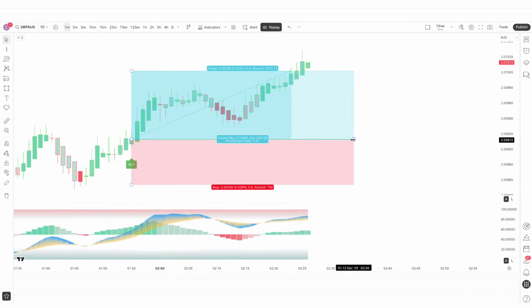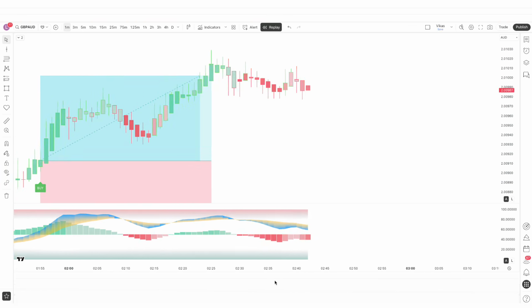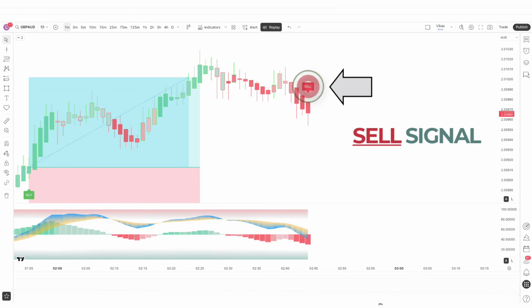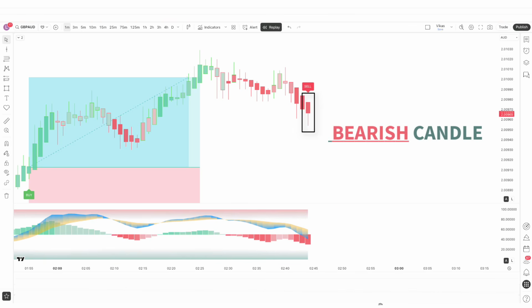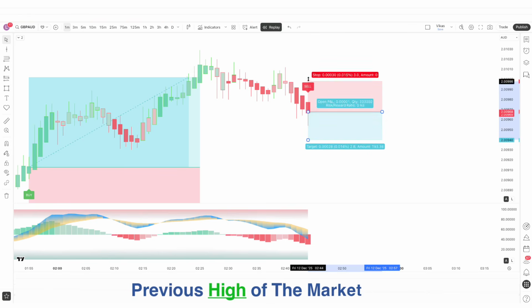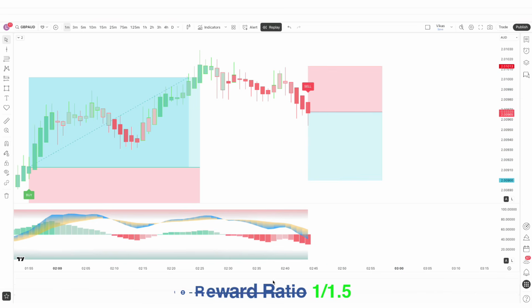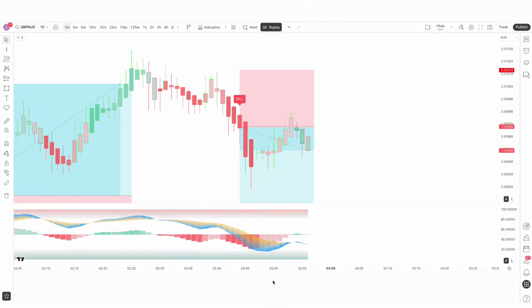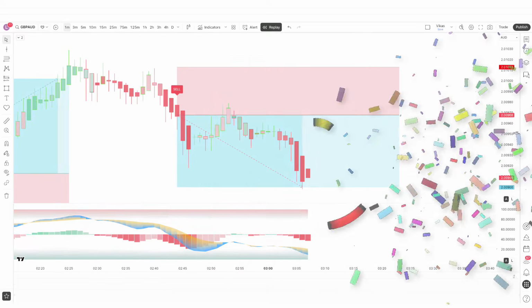Let's find the next trade. Here, the buy-sell signal box of this indicator shows sell signal. Here, the orange area of MACD normalized is above the blue area. Here, market has made a bearish candle to give confirmation, so all our conditions are being fulfilled, so we are placing an order to sell. Our stop loss is to be placed at the previous high of the market, and the risk-to-reward ratio will be 1:1.5. Let's see what happens to our trade. Our trade is running in profit. We have won the trade.